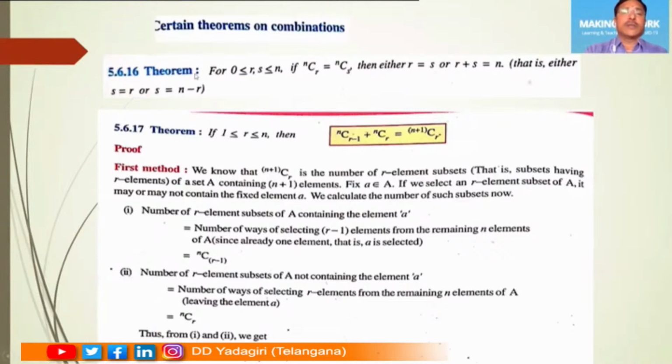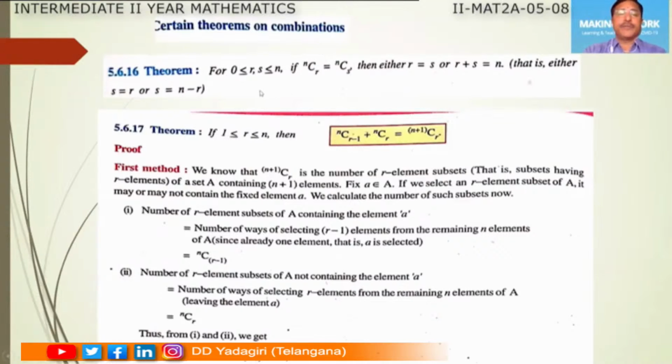Now, some theorems on combinations. Here we see one statement of the theorem. For 0 less than or equal to r, s less than or equal to n, if nCr is equal to nCs, then either r is equal to s or r plus s is equal to n. So here, this is an important point in the concepts of combinations.